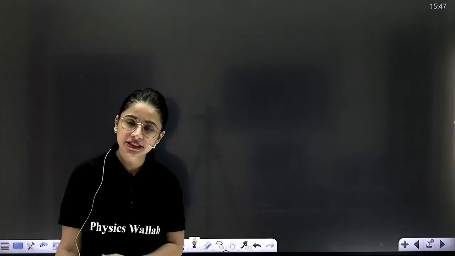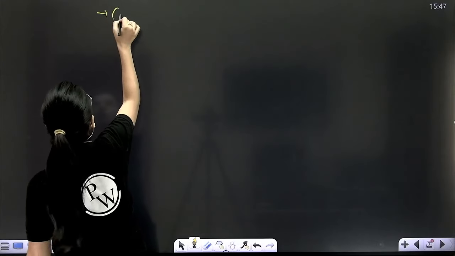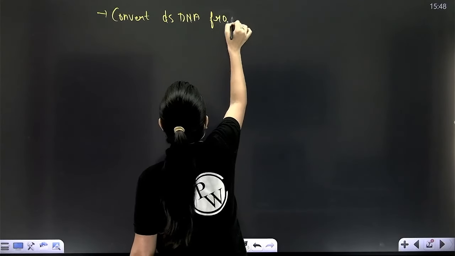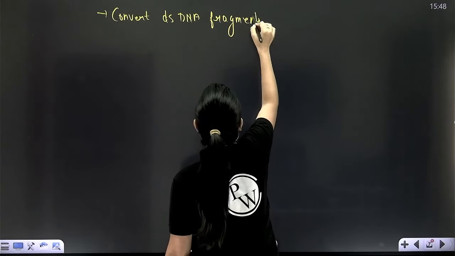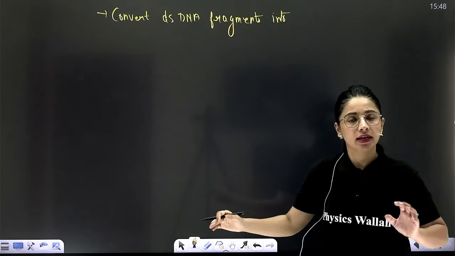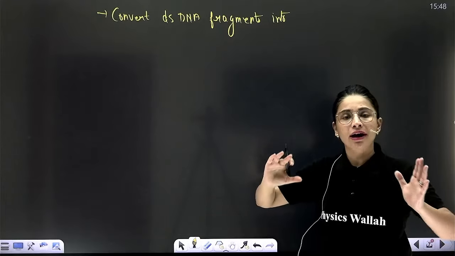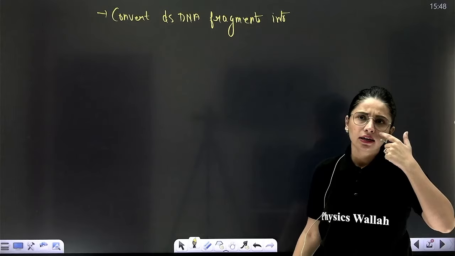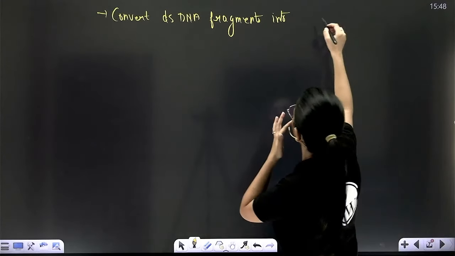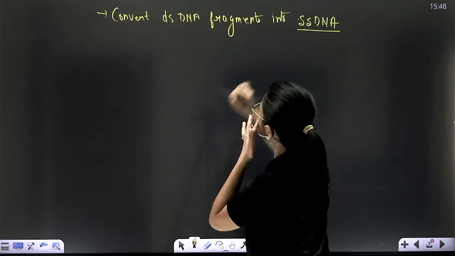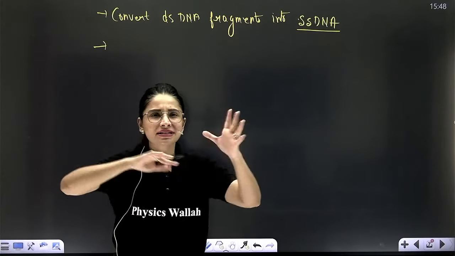You can simply denature them, right? So convert double-stranded DNA fragments into single-stranded, because we don't want double-stranded DNA, we want single-stranded fragments of DNA. So after obtaining fragments, you have to convert the double-stranded state into single-stranded. For that you can just denature it into single-stranded state.